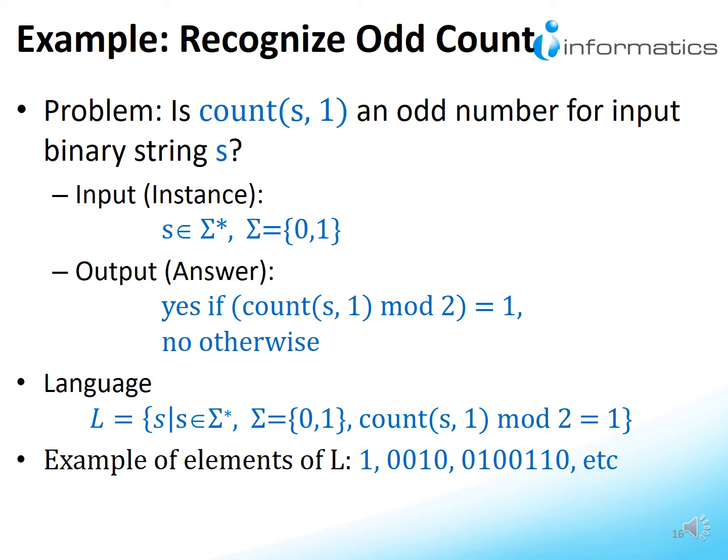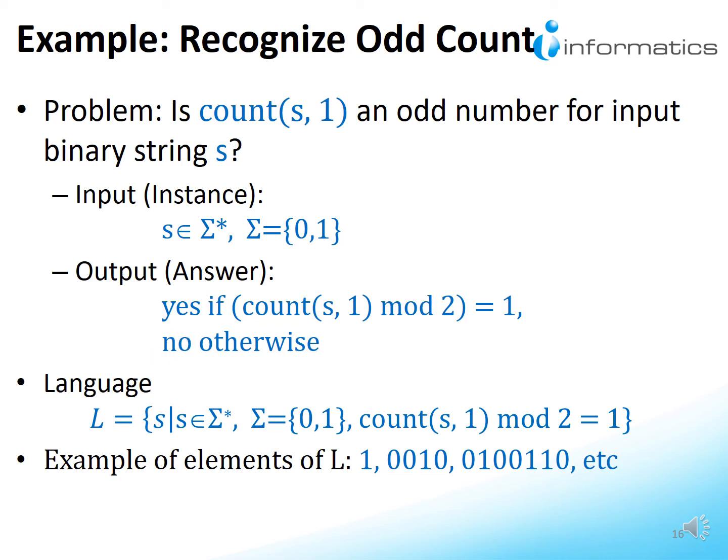In other words, it will count the number of 1s in s, and you perform the modulus operator, modulus 2. That means the count divided by 2 takes the remainder, and if the remainder is 1, that means the count is an odd number. In this case, you expect the answer yes, otherwise you expect the answer no.